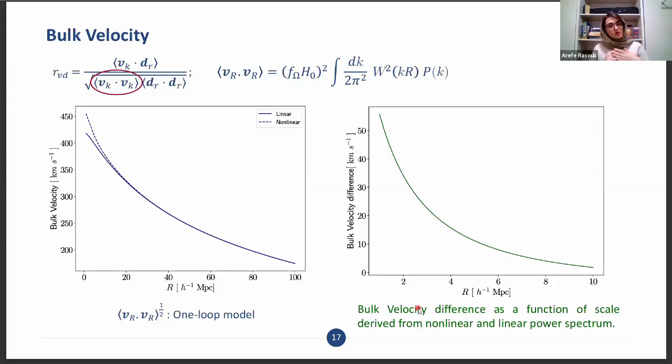The first important component in order to find this correlation coefficient is the bulk velocity. We can find this bulk velocity using the predictions of the ΛCDM model and by solving Euler's equation. And we can see in this graph the bulk velocity at each radius of the bulk, in both linear and nonlinear regimes. As shown in the right picture, the velocity difference between these two regimes will decay at around 10 megaparsec over h.